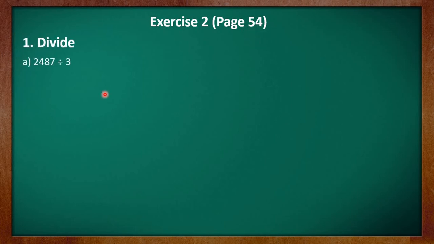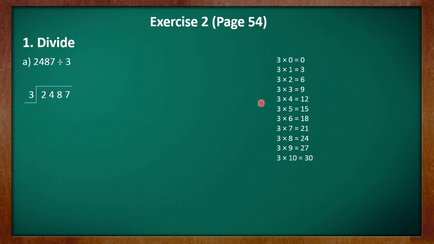Let's now take a look at another question of exercise 2, which is on page number 54. A part of it says 2,487 divided by 3. Now kids, here again we are going to repeat the same process, but we have different numbers. Here the dividend is 2,487 and the divisor is 3. So here we have to look for the table of 3.